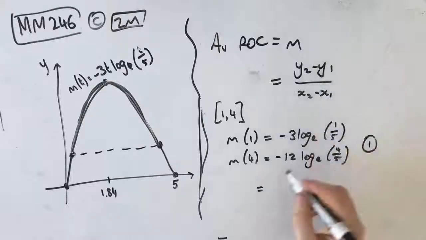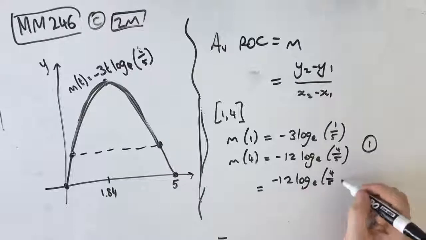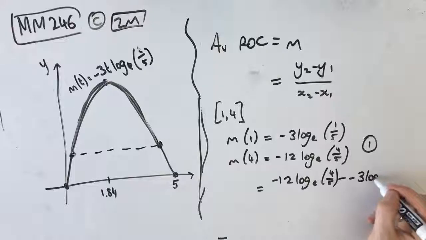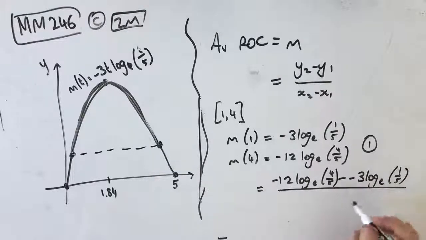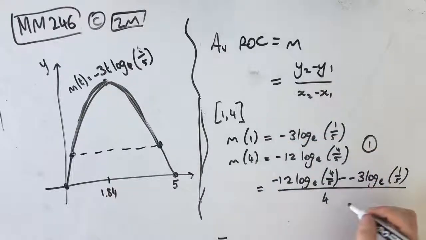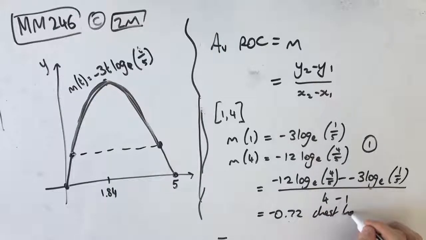So second y value is -12 log e of 4 on 5, minus our second y value, which is -3 log e of 1 on 5. Try not to get confused with these negatives, because that'll skew your answer. Our second x value is 4, our first x value is 1. So this actually ends up giving us, if we just put this straight into the calculator, we get -0.72 chest hairs per square inch per month.